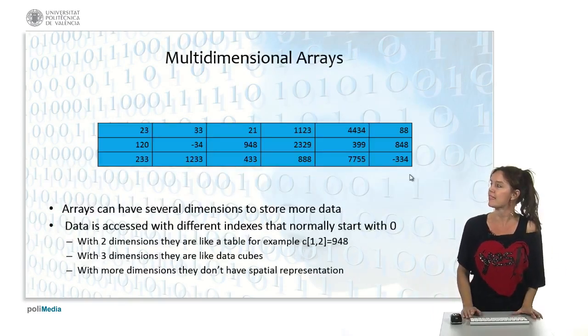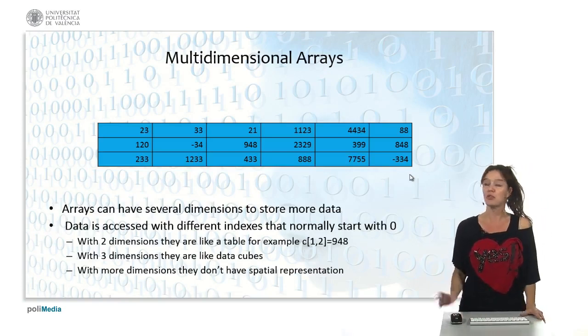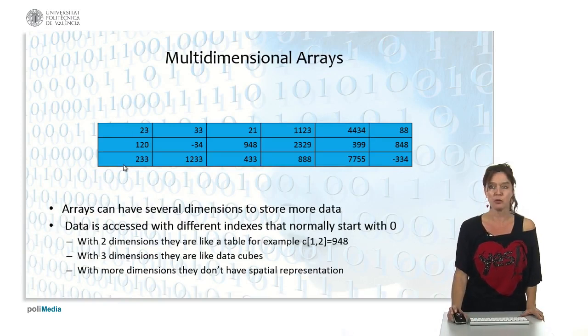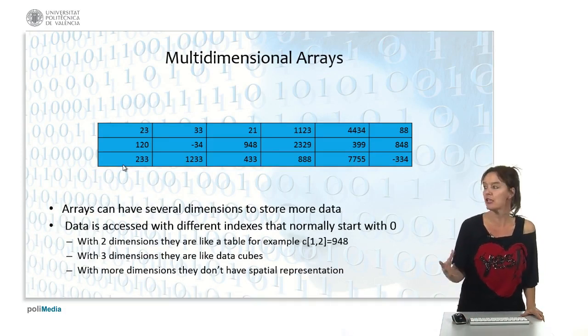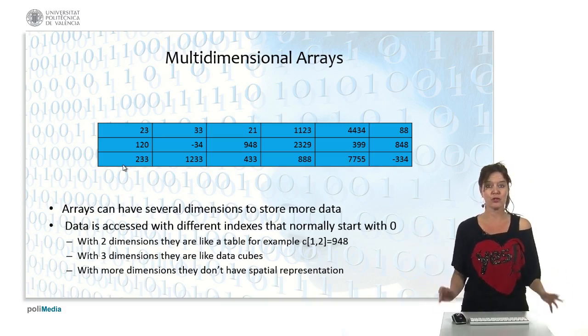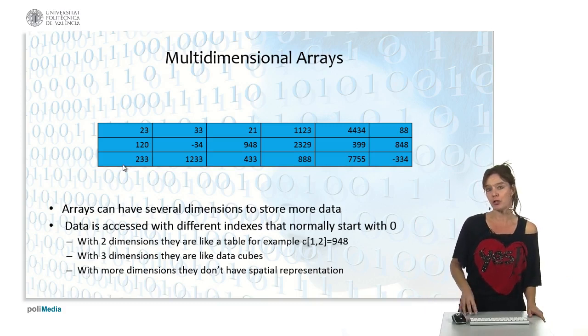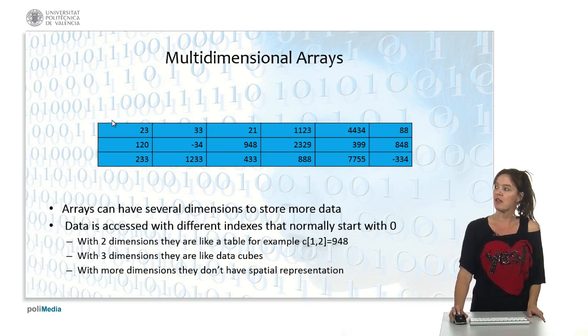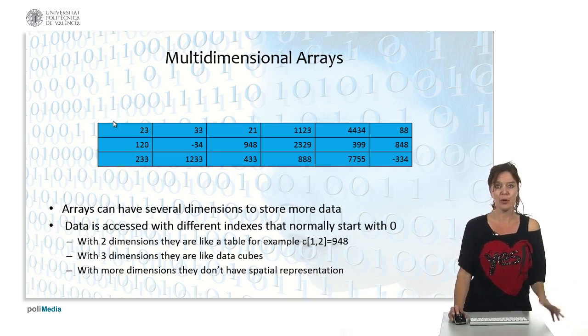So let's look at an example here. This is a two-dimensional array which has rows and also columns. So we can have several dimensions here to store more data. And the data is accessed as the one-dimensional arrays, where we just indicate the position of the index that we want to access. So I mentioned here that we start counting again at 0.